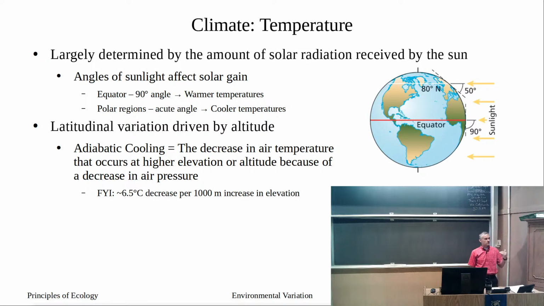So if pressure drops, temperature drops. That's adiabatic cooling. As we go up in altitude, the air pressure drops. As the air pressure drops, there's less energy in those molecules because the molecules are spread out. And that's also the ideal gas law, PV equals nRT. So you get cooling. How much cooling? It varies. On average, it's about 6.5 degrees Celsius per 1,000 feet of elevation.